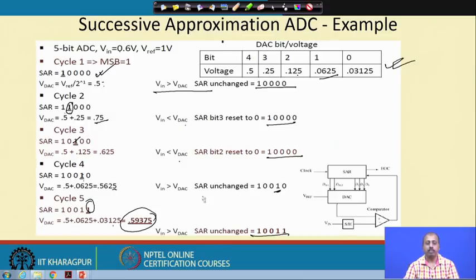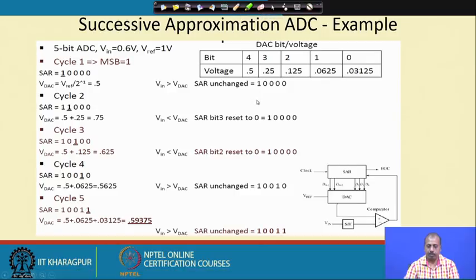But anyway, that is not shown here as a case, but you can always do that exercise. At any point of time, Vin becoming equal to VDAC, whatever be the SAR content, that is the digital output, and we can terminate the conversion process there, though it is difficult to detect that situation. So, normally we do it for all the n cycles and take the DAC output after n cycles only.